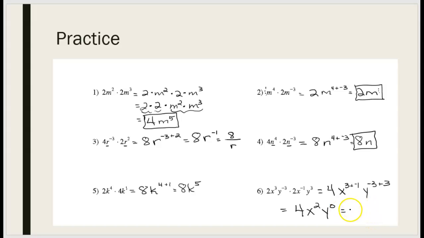What did we learn about earlier in the module? Anything ever, ever, ever to the 0 power is 1. So that would end up just being a 4x squared, and then I could write a times 1 over here, but you can multiply by 1 all day long and it doesn't change anything. So this just turns into 4x squared. All right, there you go. That is how you work these problems.